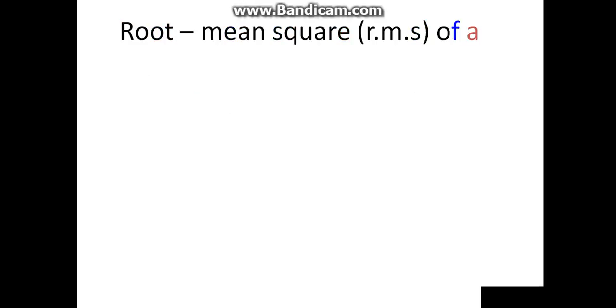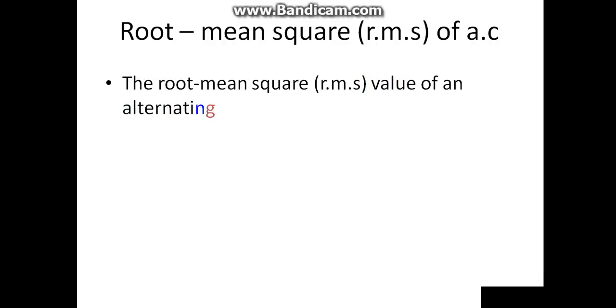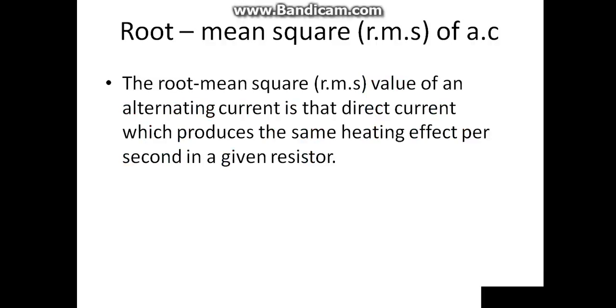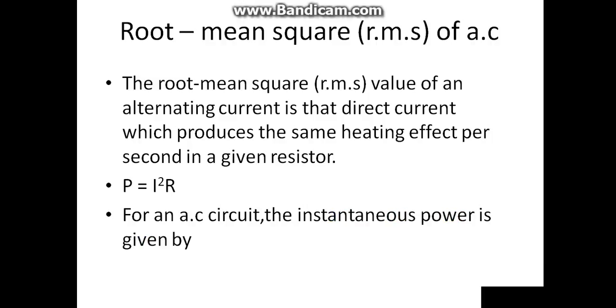Root mean square, RMS, of AC. The root mean square value of an alternating current is that direct current which produces the same heating effect per second in a given resistor. P equals I squared R. For an AC circuit, the instantaneous power is given by P equals IV, the instantaneous values.